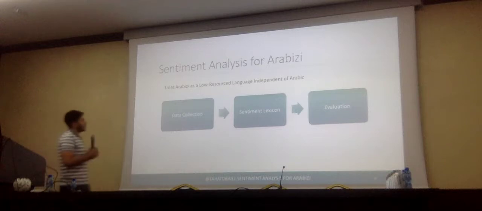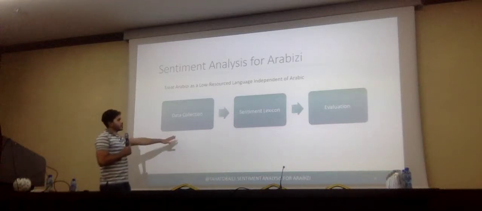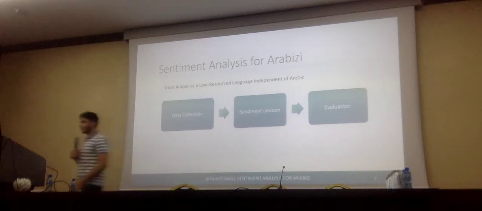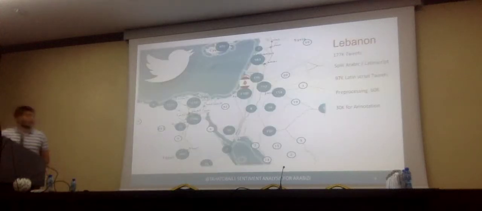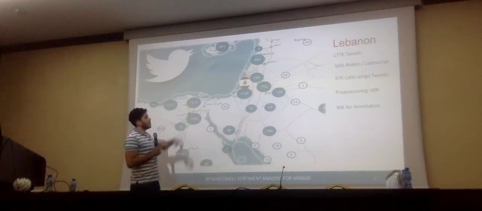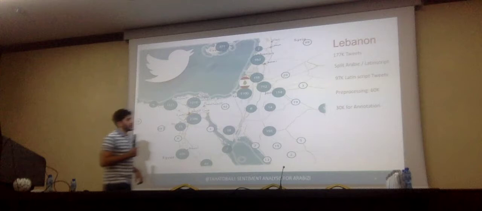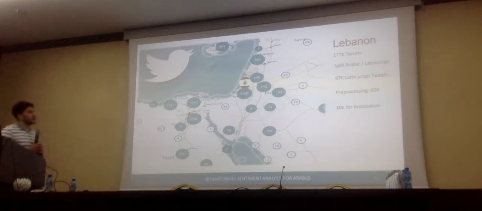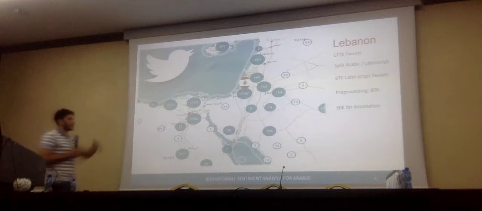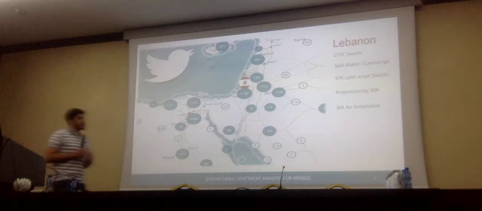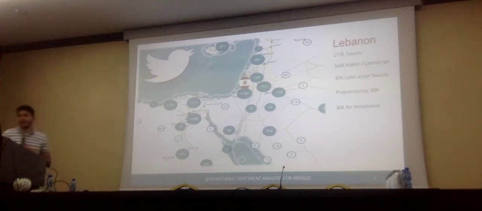All right, so that's our pipeline for sentiment analysis. Data collection, we create a sentiment lexicon, we evaluate. Pretty simple, straightforward. We start with streaming live tweets in the boundaries of Lebanon using the geographic information with the tweets to the API. We extracted 97K Latin script tweets, so we filtered out the Arabic ones, and we pre-processed them, and we took 30,000 for manual annotation.